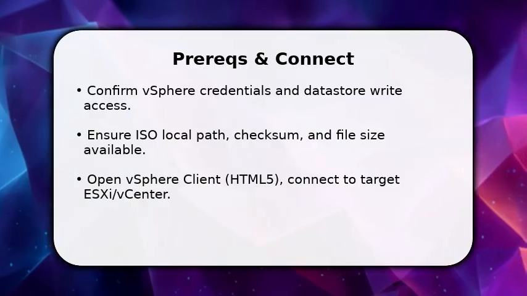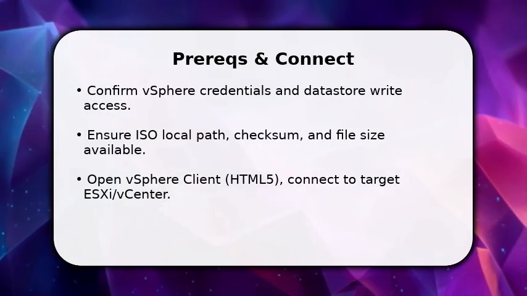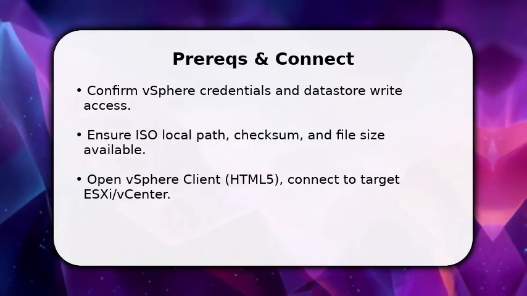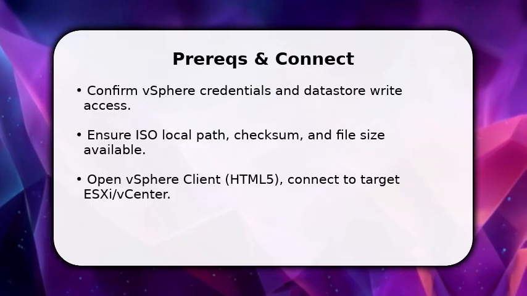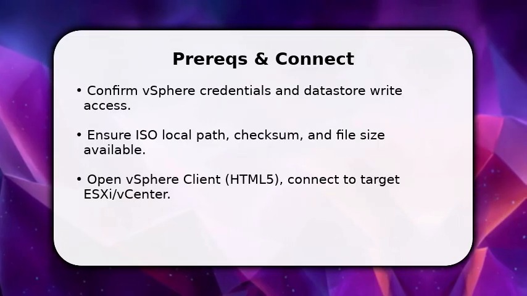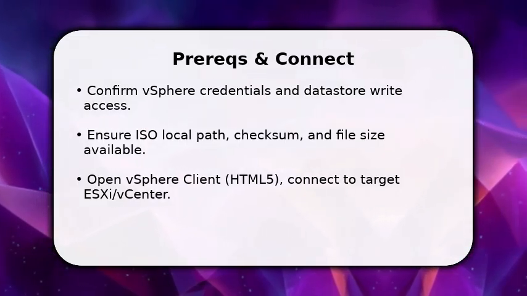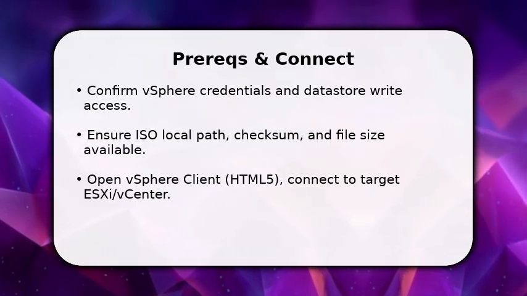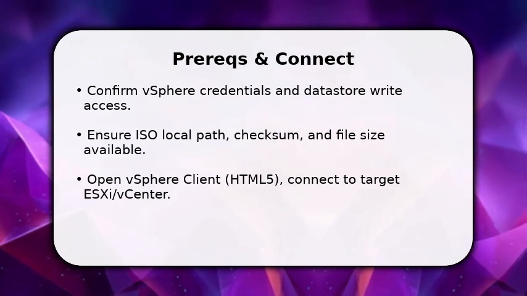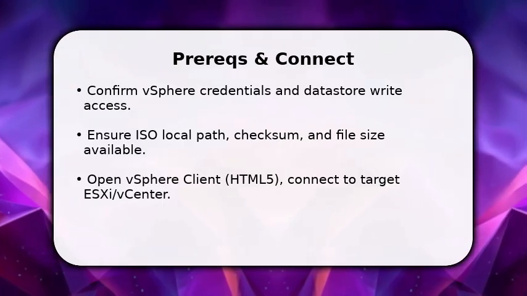You start by validating prerequisites. Confirm you have vCenter or ESXi credentials and write access to the target data store. Once confirmed, locate the ISO on your local system and note its checksum and size so you can verify integrity after upload. Open the vSphere HTML5 client and connect to the host or vCenter managing the data store. This direct connection reduces permission surprises. Make sure the host has network access to your workstation if using Data Store browser upload. You're ready to begin the first actionable steps.